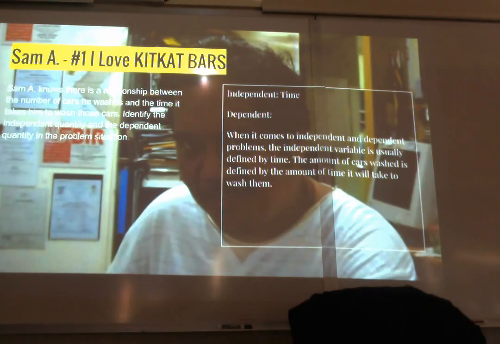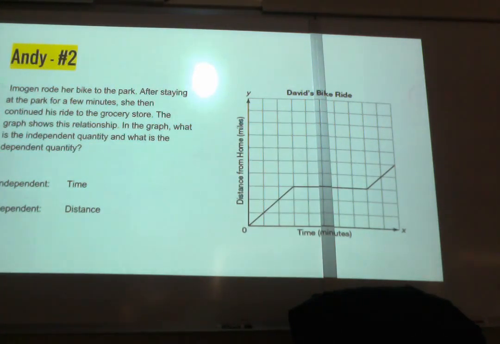Hey, Miss, we gotta explain why. Yes. Okay. Alright, so let's see. Imogen rode her bike to the park. After staying at the park for a few minutes, then she continued to ride to the grocery store. Then the graph shows the relationship. In the graph, what is the independent quantity and what is the dependent quantity? Well, normally the independent is the time because the distance she goes relies on how long she goes. So that's why I chose independent as time and dependent as distance. There's another thing about graphs. Where on the graph do you usually find the independent variable? On the x-axis. On the bottom, and the dependent is what you're watching go up and down. Okay, on the x. Thank you, Andy.